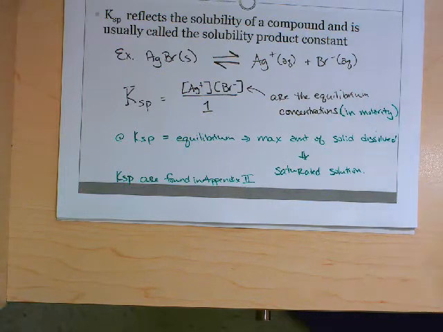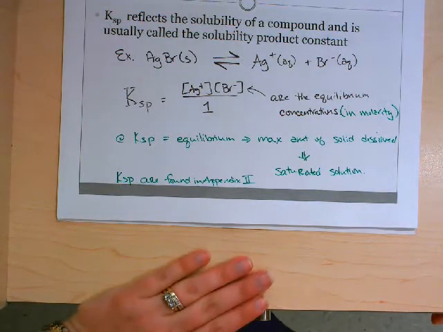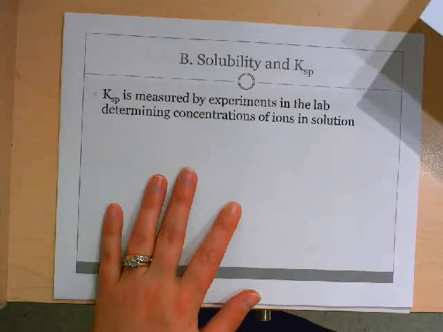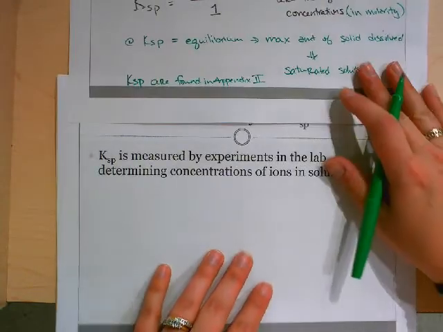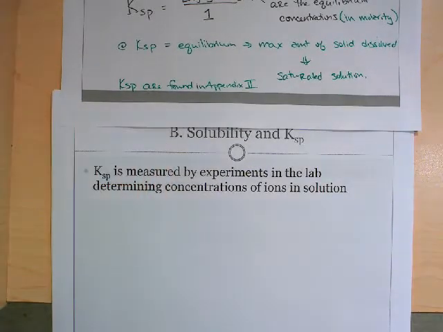So what does this KSP tell us about concentrations in solution? How can we use it? How do we calculate with it? KSP is measured by doing experiments in the lab and determining concentrations of ions in solution, just like we did all the other big Ks. They're all experimentally determined. Little Ks, experimentally determined.